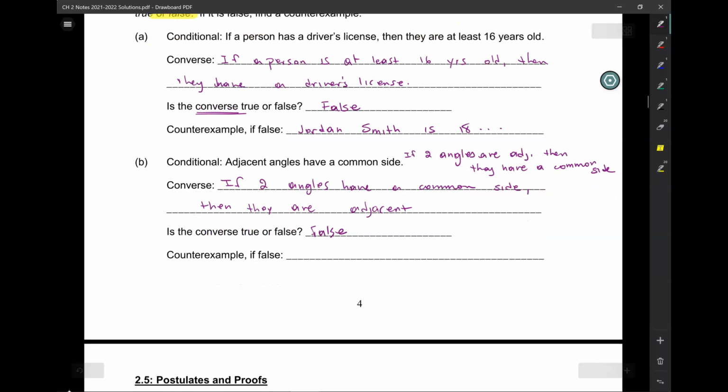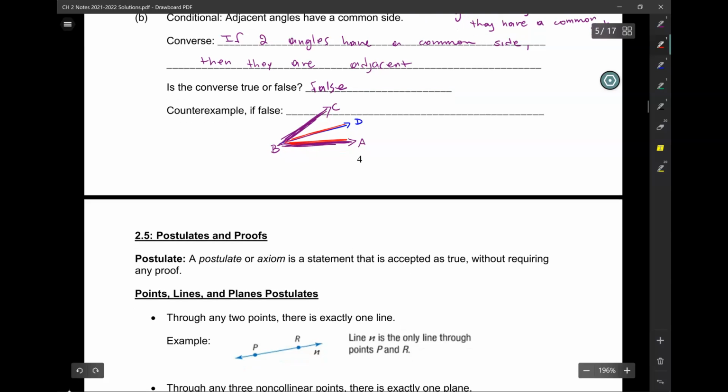Because adjacent angles, yes, they share a common side, right? But they also can't have any interior points. So for example, look at this counterexample. So this is angle A, B, C, and then look at this one, D. Now look at the purple, okay? And I'll go with the red. Look at the red and the purple. Do you see how they share a common side? Yeah, they share a common vertex, but they're also sharing interior points. Do you see that? So sharing a side doesn't mean that they're adjacent.